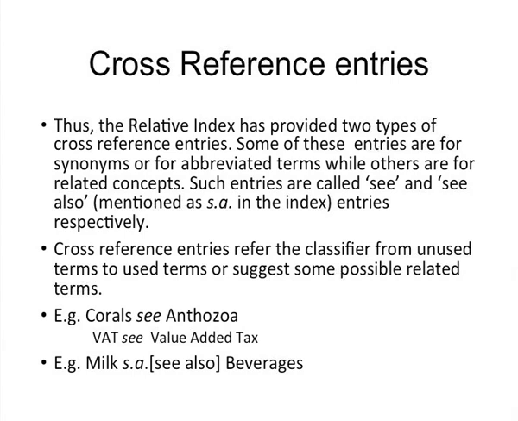Similarly, for example, milk is a heading. Under milk, the entry gives See also beverages, meaning other types of drinks, which is a general term, but milk is also a beverage. So it has been guided to the classifier that a related term of milk is beverages also. If it is related to your subject, you can go and see that also, and you can find it in the index. So the See also entry guides us to related terms. These are some of the examples for understanding the cross reference entries, See and See also references.